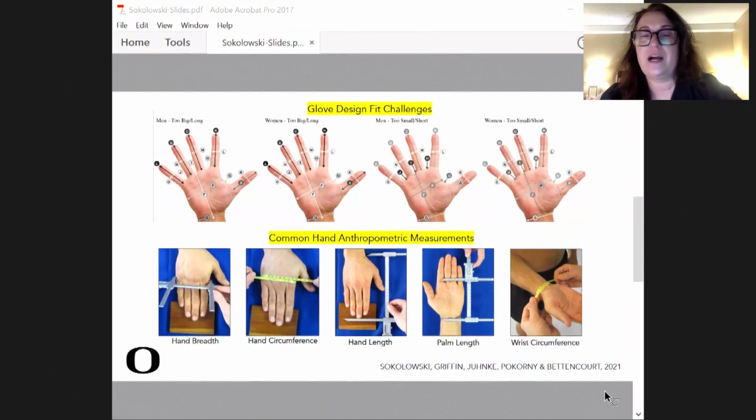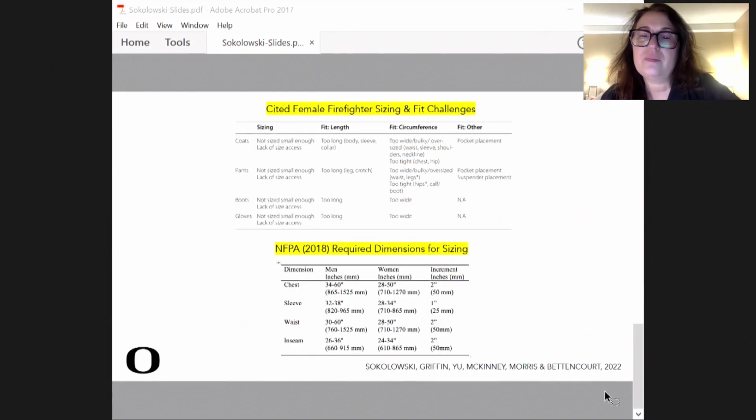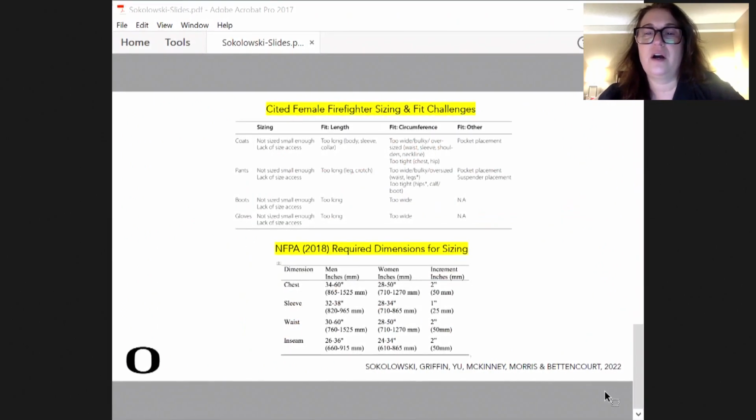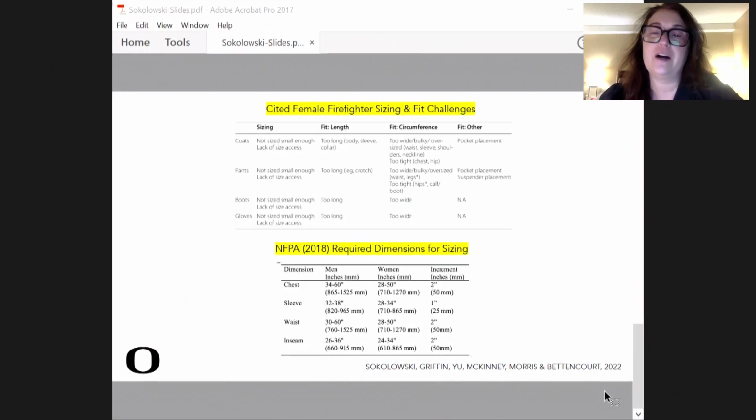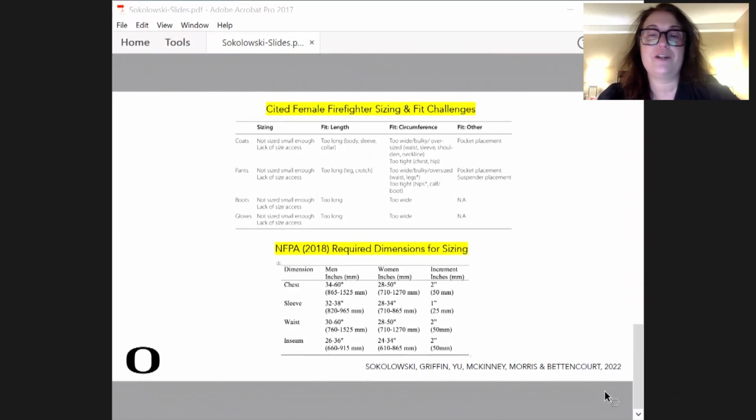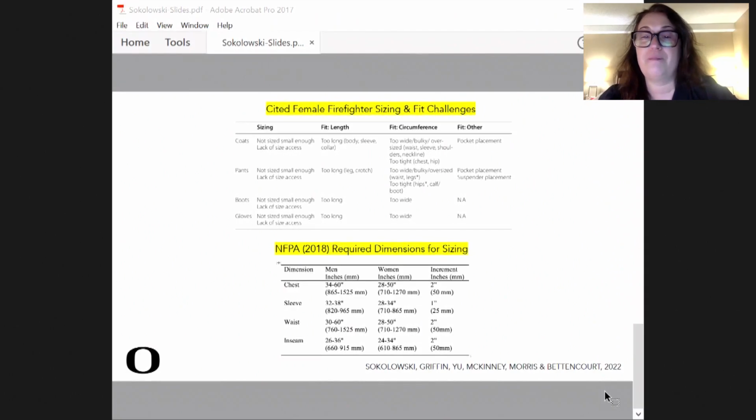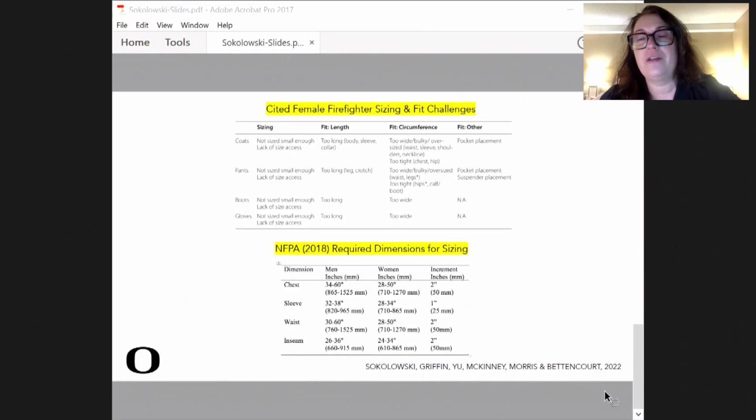And then lastly, on the next slide, I'd like to share with you some work that we've done related to coat, pant, glove, and boot sizing and fit challenges as described by female firefighters. From this work, we identified challenges again because fire PPE is not sized and fitted with enough body measures. Notice in this diagram how the issues called out include problems with the circumferences and lengths of the body.